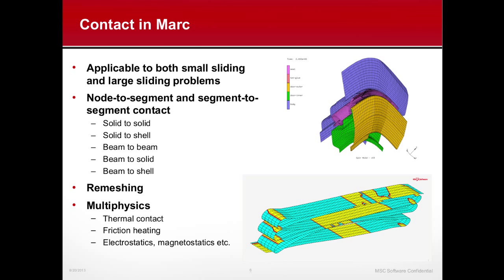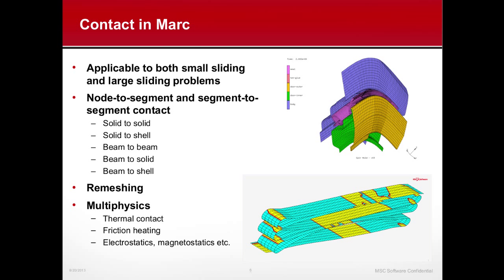And either due to large distortions or failure, a part may need to be remeshed during the analysis. And this means that the mesh boundary also may need to be redefined on the fly. And Marc's contact capabilities work quite well with Marc's automatic remeshing. And the contact state and contact bodies are redefined during the analysis as needed.